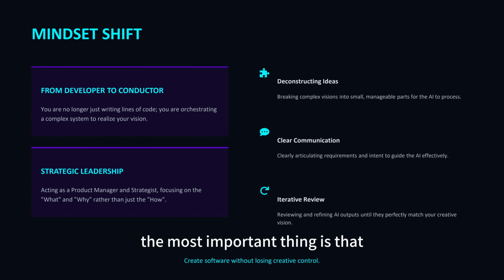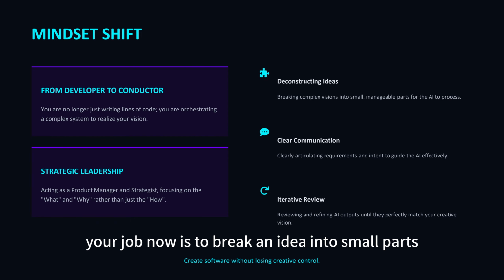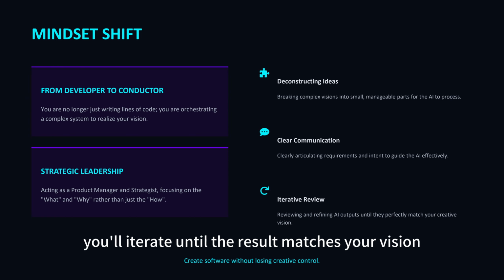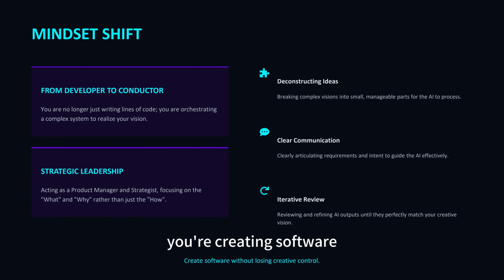The most important thing is that vibe coding is a mindset shift. You are no longer a traditional developer. Instead, you're a conductor, a product manager, and a strategist. Your job now is to break an idea into small parts, clearly communicate what you want, and then review what the AI delivers. You'll iterate until the result matches your vision. In other words, you're creating software without losing creative control.